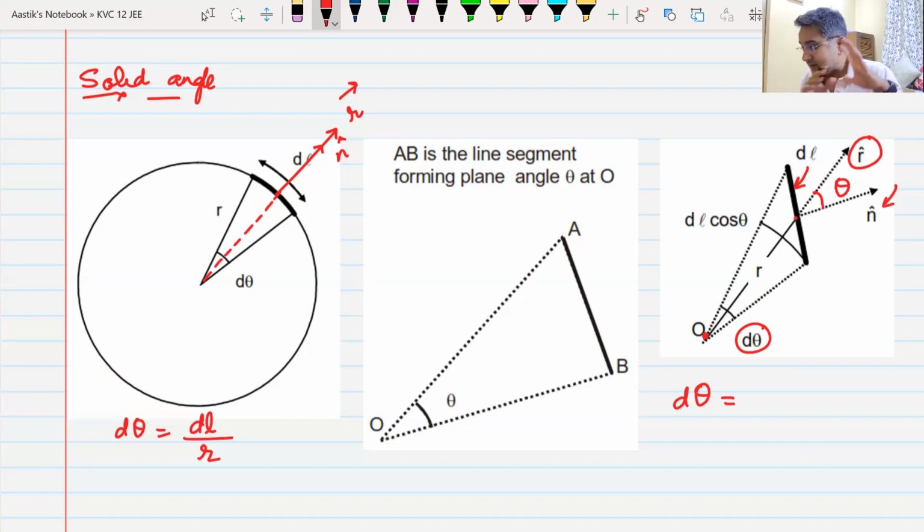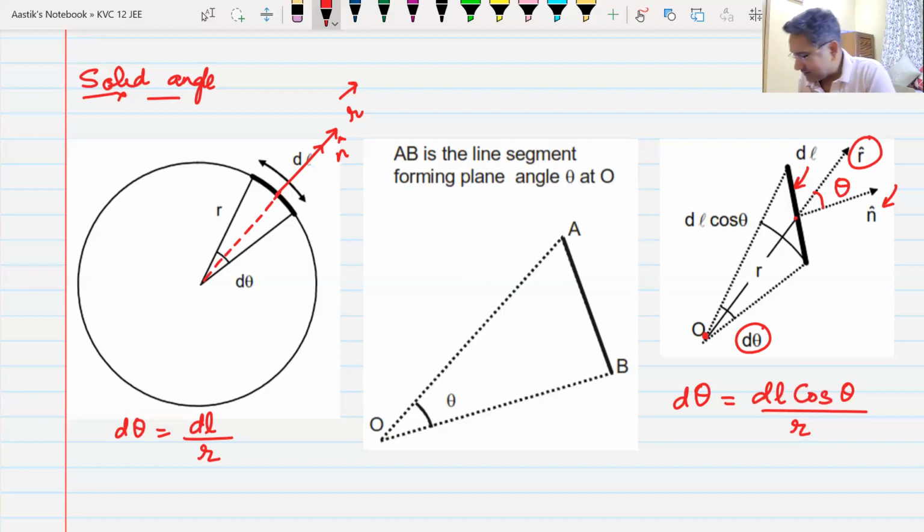So if I extend this terminology to a line, the plane angle subtended by a line will be given by this formula. It is dl into cos theta divided by this length r, which you can call the radius of the circle. So a plane angle is an angle which an arc or a line subtends at a point. We understand this? And this is how you find it.